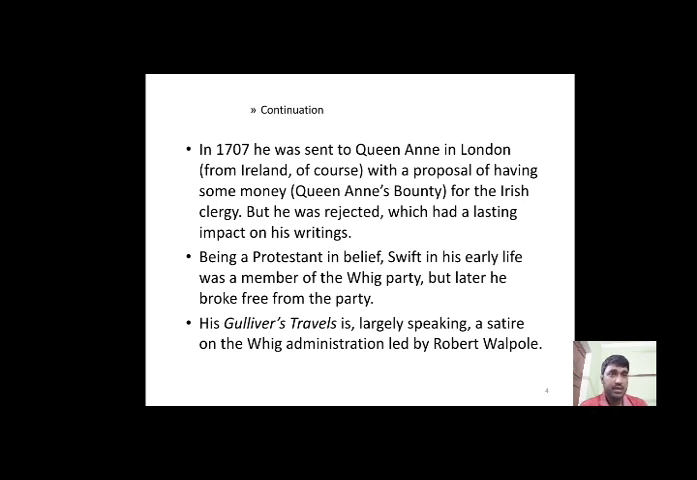This is very important. When Swift's proposal was rejected, he found that the other party, that is the Tory party, was more sympathetic to his cause. That's why he tried to be with the Tory party from that time. Hence his change from being a member of the Whig party to being a member of the Tory party.